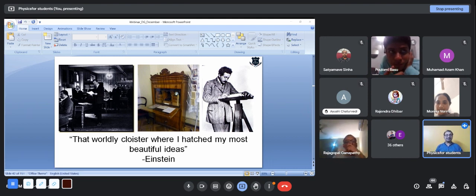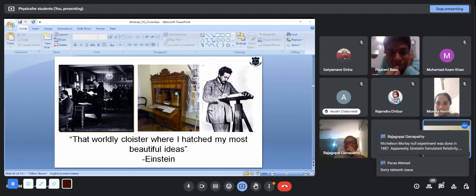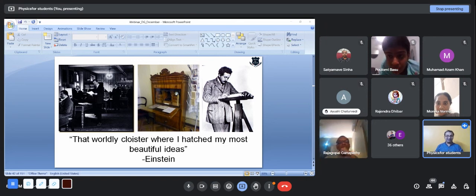But you see, nowadays young people say that I need an air conditioner. In 1887, apparently, Einstein. Yes, absolutely. And we need a quiet home. There should be no television, parents should not be talking, no mobile phone. But you see, during that time when there was so much noise, Einstein said that I hatched, as if he is a bird giving birth to eggs, so I hatched the most beautiful ideas.